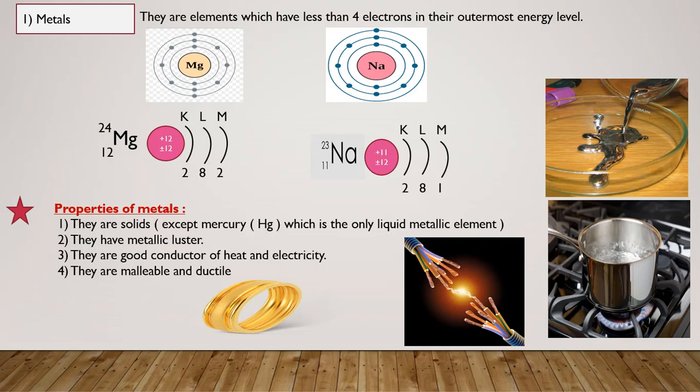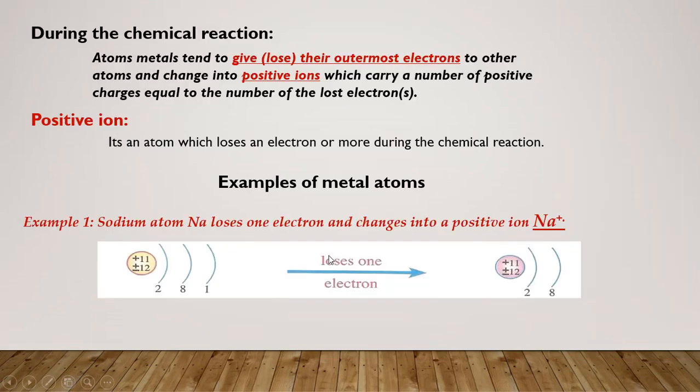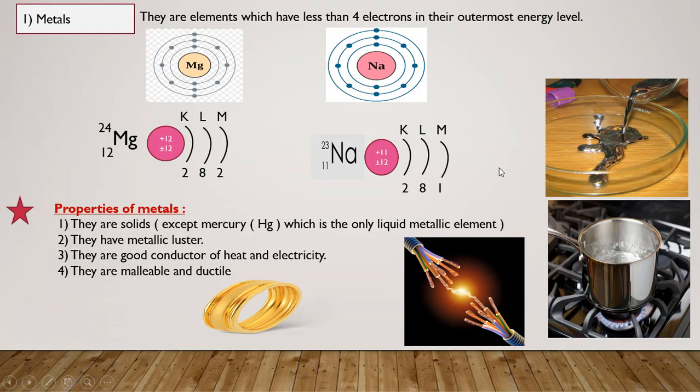So, here are the properties of metals. First, they contain less than 4 electrons in their outermost energy level. All of them are solids except for mercury, which is liquid. They have metallic luster, they are good conductors of heat and electricity, and they are malleable and ductile.